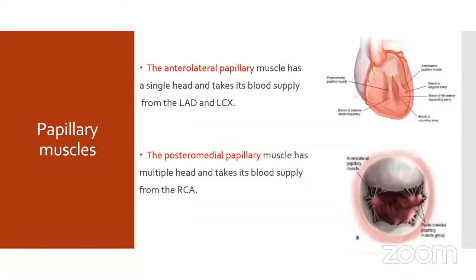For the mitral valve, we have two papillary muscles: the anterolateral papillary muscle, which has a single head and takes its blood supply from the LAD and left circumflex; and the posteromedial papillary muscle, which has multiple heads and takes its blood supply from the RCA.